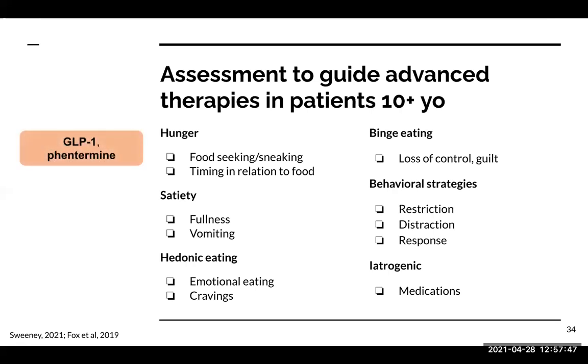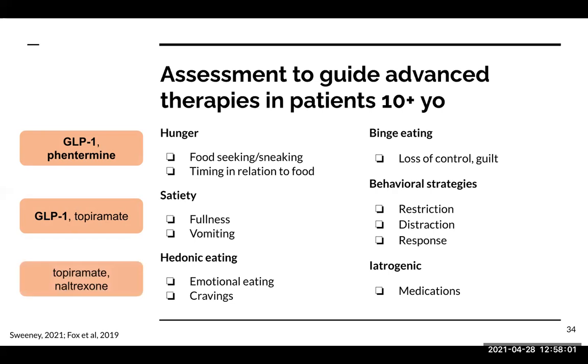And using this evaluation, you can target some of the medications you can use. So using GLP-1s and phentermine for people who have high hunger. GLP-1s, again, to target satiety, topiramate at times as well. For hedonic eating, using topiramate or naltrexone, targeting that opioid receptor. Lisdexamfetamine is actually approved for binge eating in kids, or in people 18 years and older. Topiramate can be helpful as well.